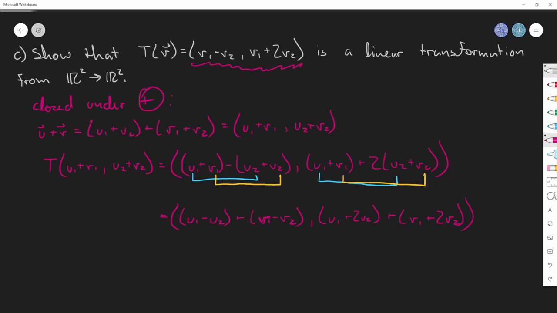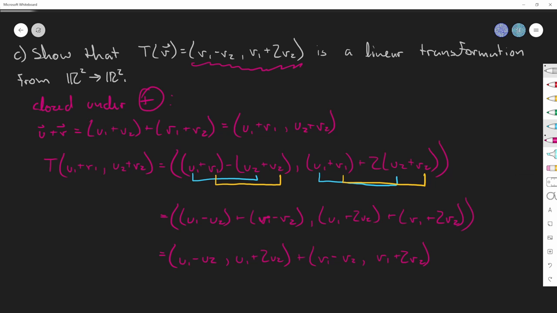And hello, this looks kind of familiar. So let's break this up one more time. Again, we're just going to put the u's on one side and then the v's on the other. And so we are left with (u1 minus u2, u1 plus 2u2) plus, because we can do this, (v1 minus v2, v1 plus 2v2).